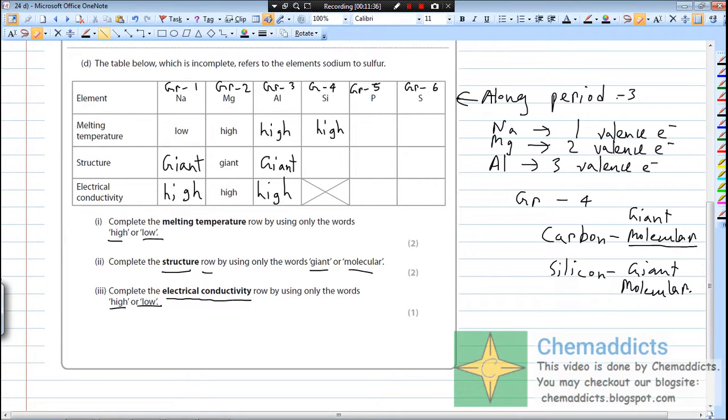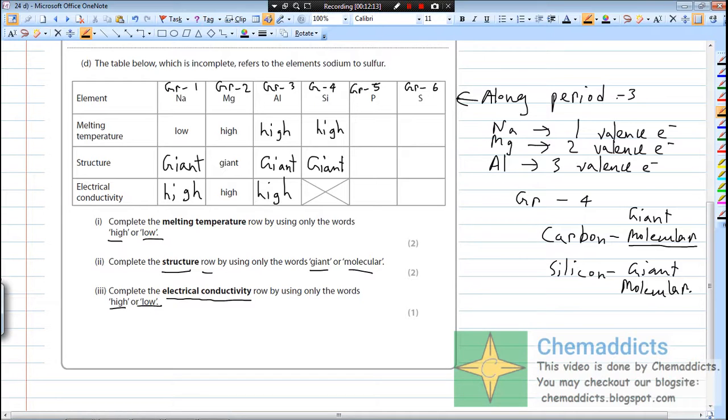Oh, sorry fellas, this should be giant, not molecular. Okay, well, let me repeat this again. Silicon lies in group 4. So normally group 4 elements form giant molecular structure, just like carbon. Since carbon forms giant molecular structure, other elements in group 4 will act similarly to carbon.